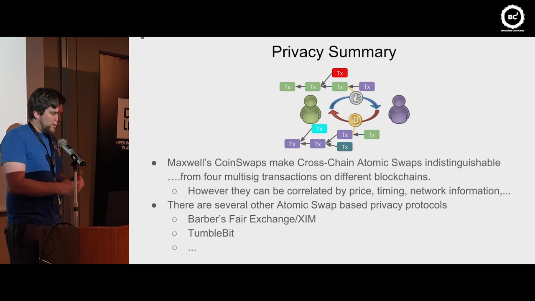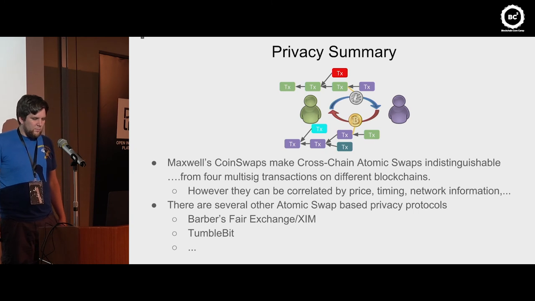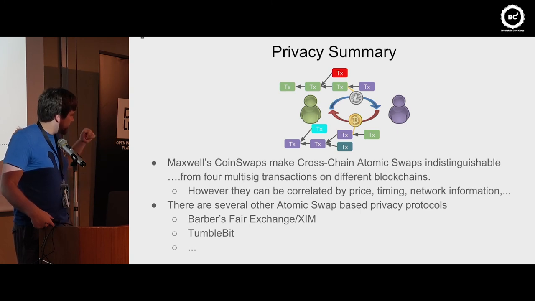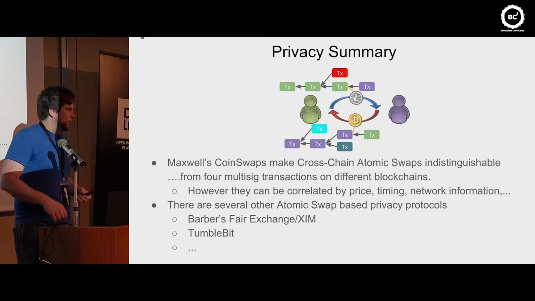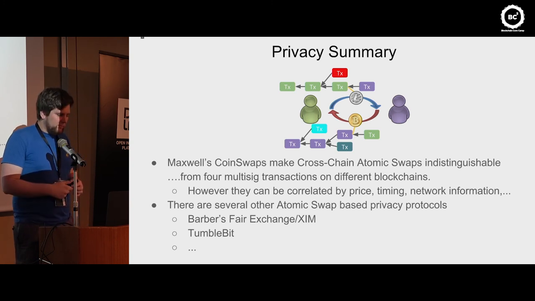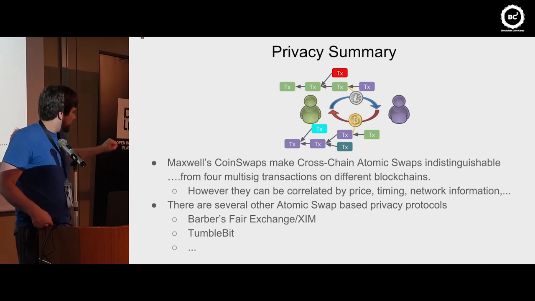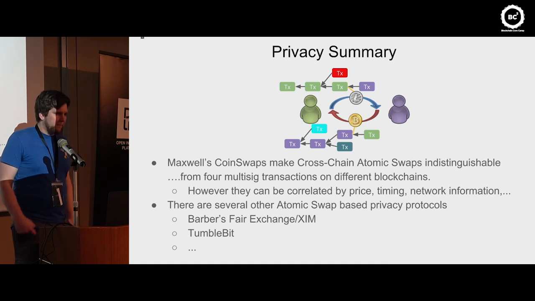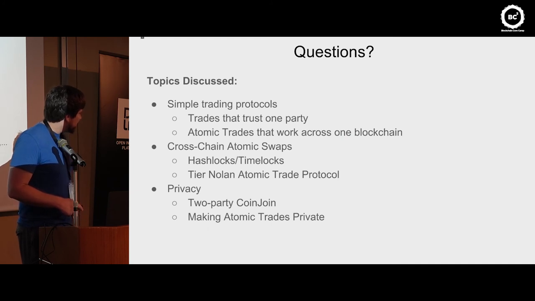There are several other atomic swap based privacy protocols. For example, Barber's Fair Exchange. And the ZIM protocol, which builds on top of Barber's protocol to provide large anonymity sets. And also Tumblebit, which I believe Nicolas talked about at the last BC2. If you haven't seen it yet, please watch the video.